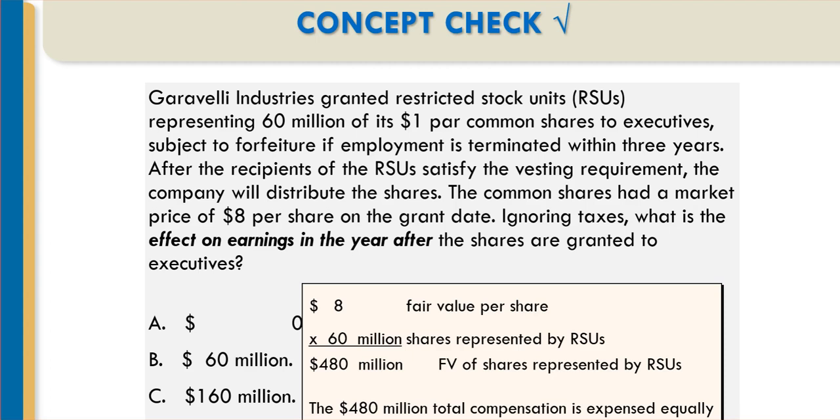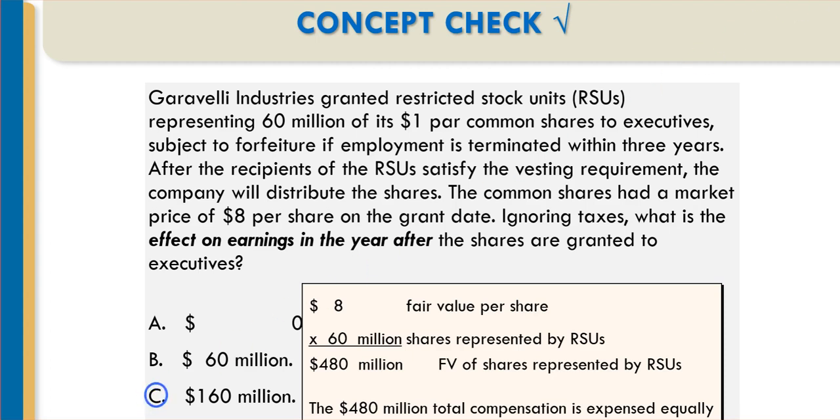And it says, furthermore, it does not have to say this statement, but it says it. After the recipients of the restricted stock units satisfy the vesting requirement, the company will distribute the shares. You can assume that when it says a vesting period is 3 years, or if it's terminated within 3 years, you need to have your paid-in capital account for the total amount of $480 million at the end of the 3 years. That's what I'm saying, okay? So therefore, you need to equally increase paid-in capital accounts so that at the end of the 3 years you're at 480. How much do you do each year? You do 160. So the answer to that one is 160.